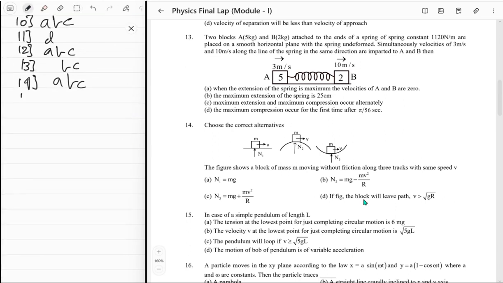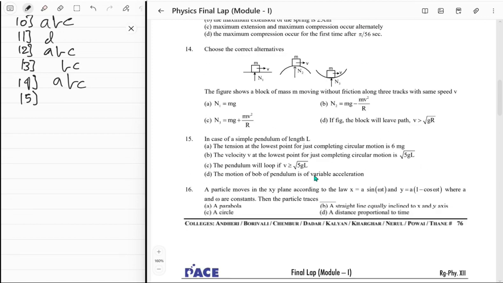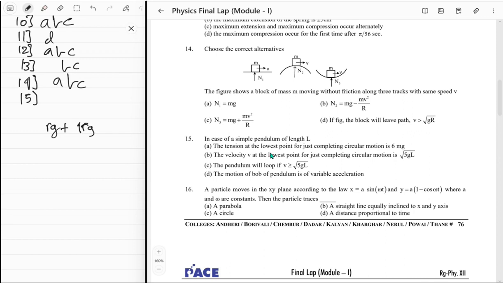Okay, 15th. In case of a simple pendulum of length L, the tension at the lowest point for just completing the circular motion is 6 mg. So for just completing the, oh yeah, that thing, of course. So right at that point you just got v square upon r equal to g, so v square equal to rg, but rg plus, and then what will this become? 2 times 2r and then times g, so like plus 4rg. That's equal to v square, right?